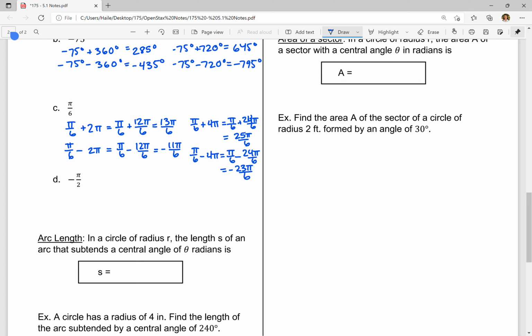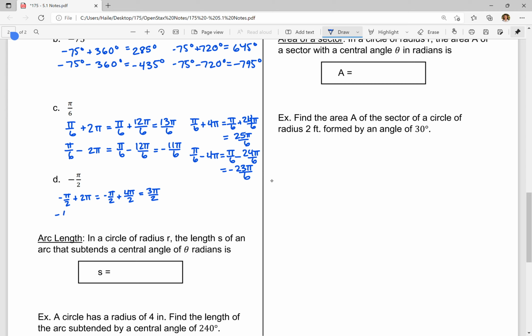And the final angle I want to look at is negative pi over 2. So let's do the same thing. We're going to add 2 pi, subtract 2 pi, add 4 pi, and subtract 4 pi. So I'm going to start with negative pi over 2 plus 2 pi, and this time I want my least common denominator to be 2. So I'm going to have negative pi over 2 plus 4 pi over 2. So the way to write 2 pi with a denominator of 2 is 4 pi over 2, and if I add these, I'll get 3 pi over 2.